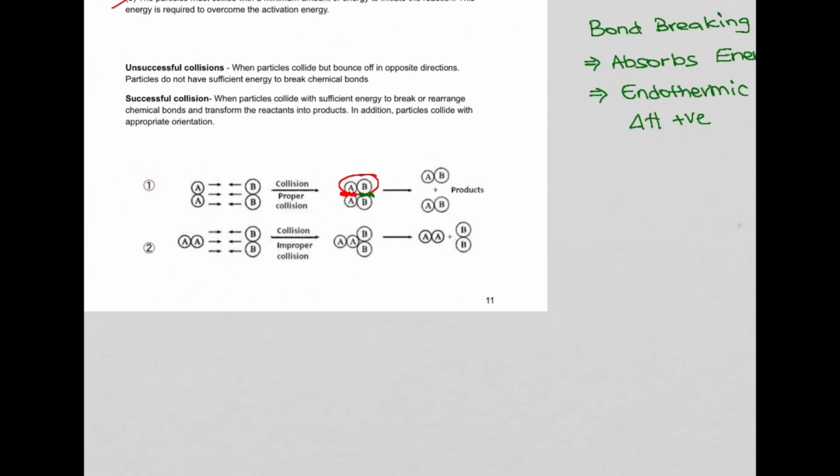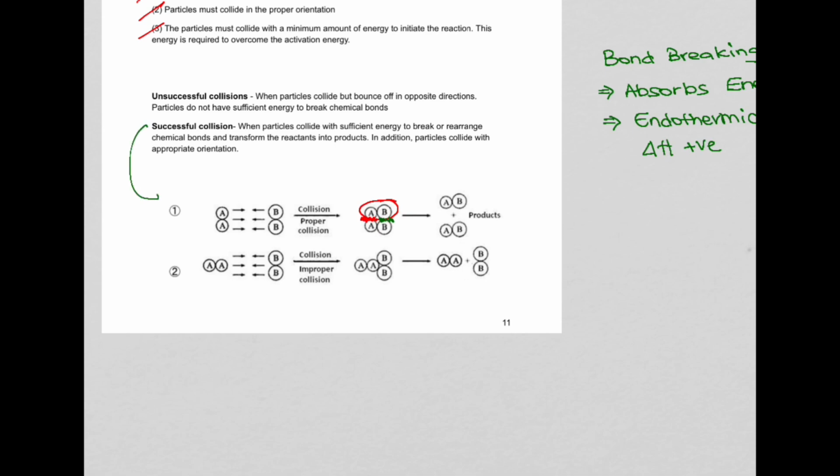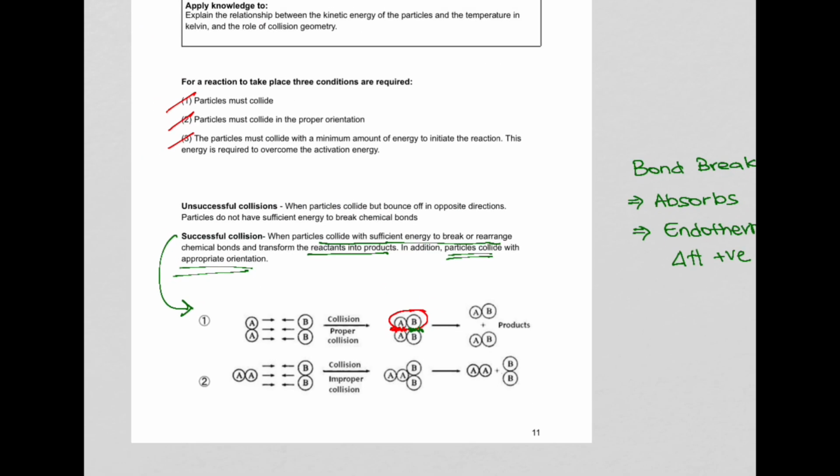Now, number one is an example of a successful collision. So the particles have sufficient energy to break or rearrange chemical bonds to transform into products, and the particles collide. They collide with appropriate orientation. These three conditions must be present for something to be a successful collision.